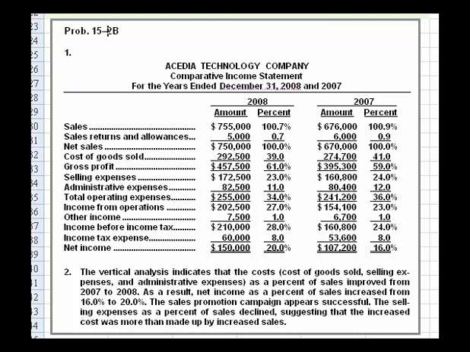And the costs are included in there, right? So the sales promotion campaign, just based on this information, looks like it was successful. The selling expenses as a percentage of sales declined, right? We went from 24 to 23%. And that suggests that the increased sales justified incurring the increased cost. And that's this problem, everyone. Thank you.